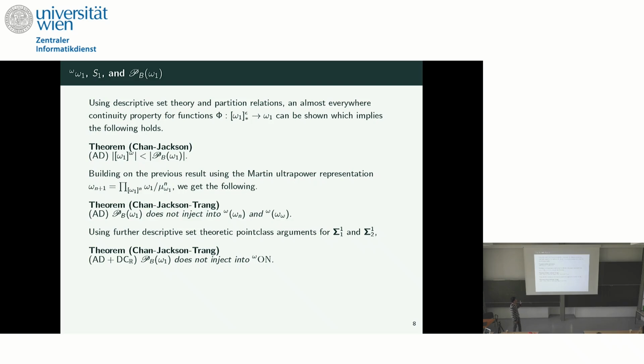But from this, we have a proof under AD that omega 1 to the omega is strictly smaller than PB omega 1. Using Martin's ultrapower analysis, you can extend this to show that PB omega 1 does not inject into omega n to the omega, and even omega sub omega to the omega. And then using more point class arguments specific to omega 1, if you add on DC_R, then you can show that PB omega 1 does not inject into omega sequences of ordinals. Of course, we want to get rid of that DC_R, and we want to do this for larger cardinals.